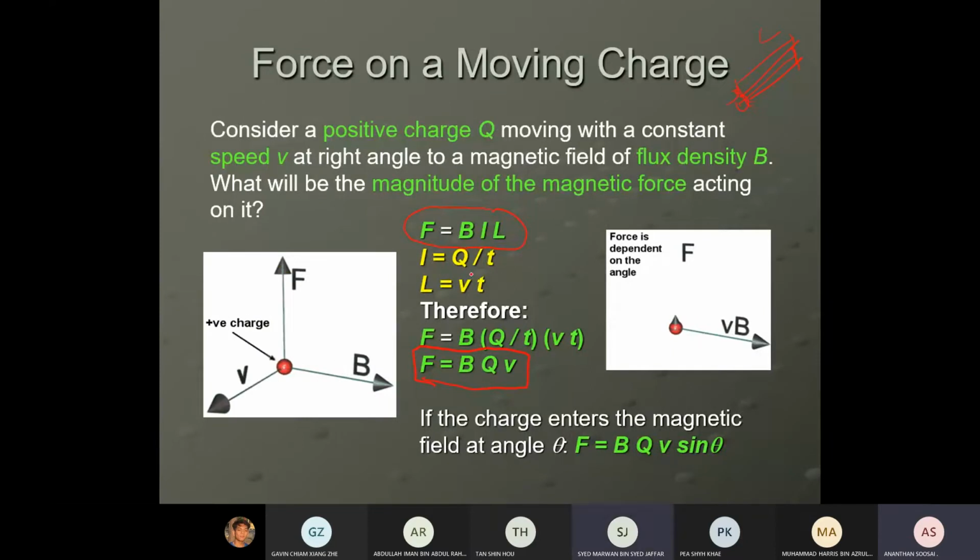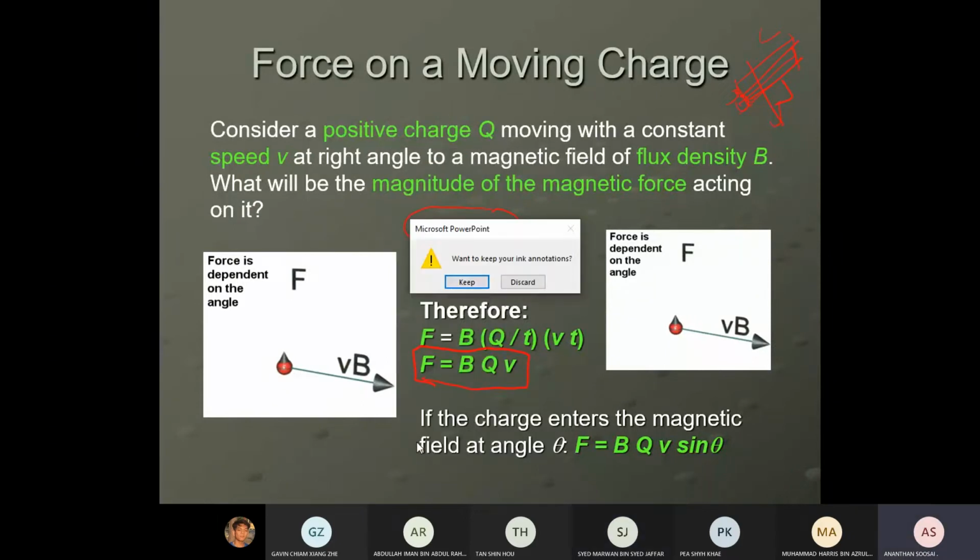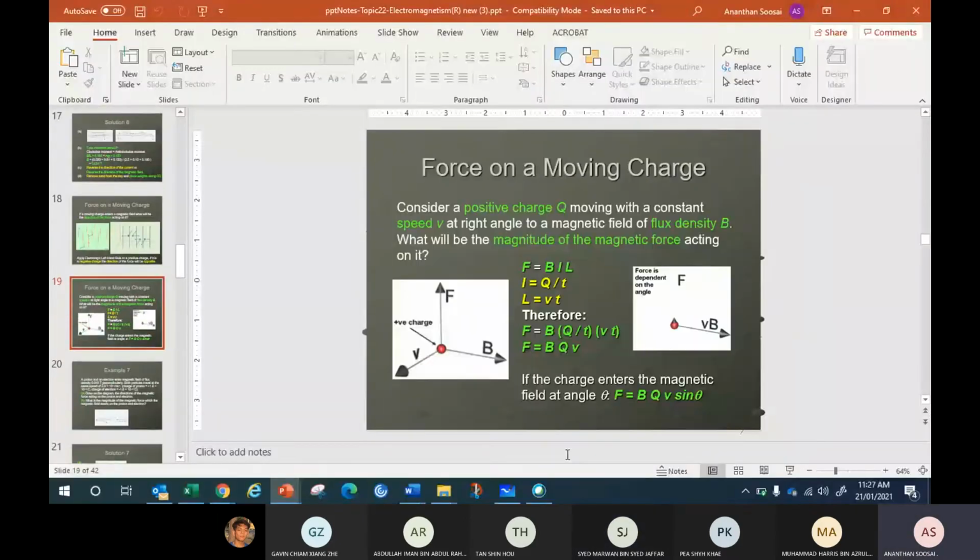If a charge and magnetic field are perpendicular, the force acting on them is BQv. If the charge enters the magnetic field at an angle of theta, then it will be BQv sine theta. When do you use BQv sine theta? Why do we use sine theta?